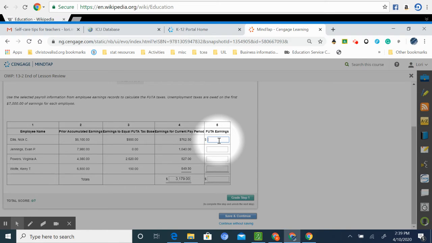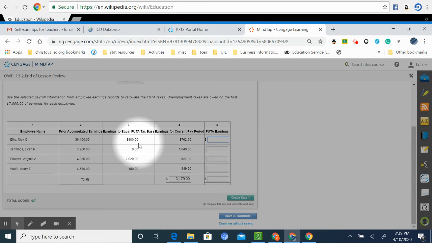Then FUTA earnings. I always misspeak it. This is your federal unemployment tax earnings. This is the earnings base for that. We are trying to figure out how much is in this tax base, because it can be no greater than this number here. This is the biggest number we can have.